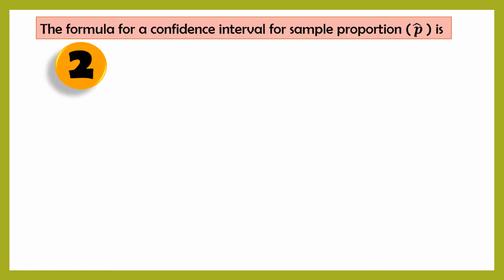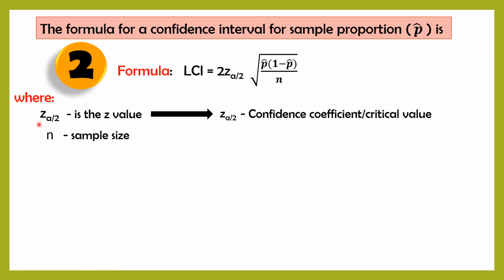Let's have here the second formula. The formula for the confidence interval for sample proportion. So, this is the symbol. And this is the formula. Where Z sub alpha over 2 is the Z value. So, ito yung tinatawag nating confidence coefficient or yung tinatawag nating critical value.